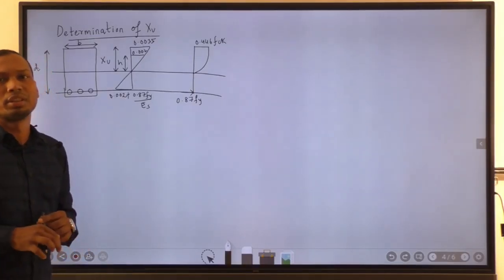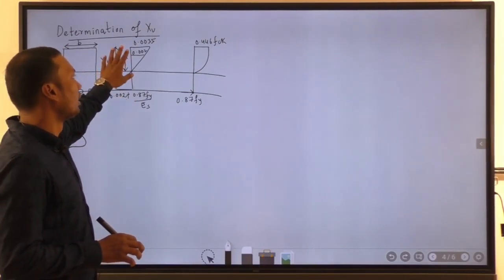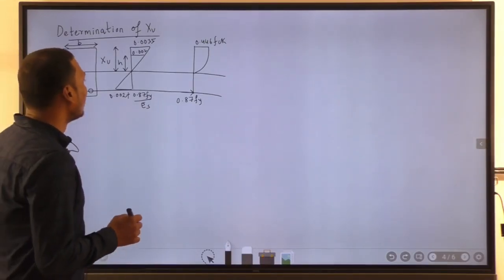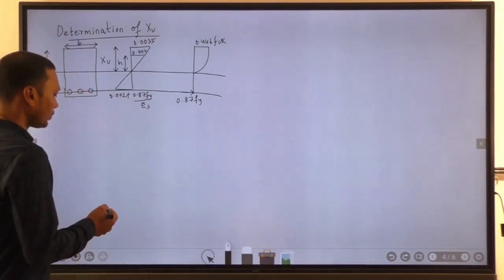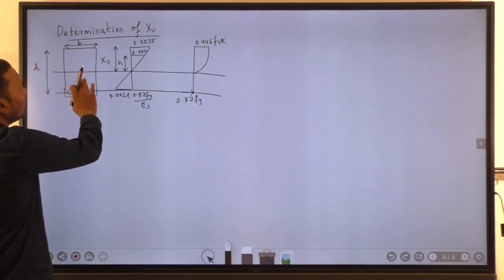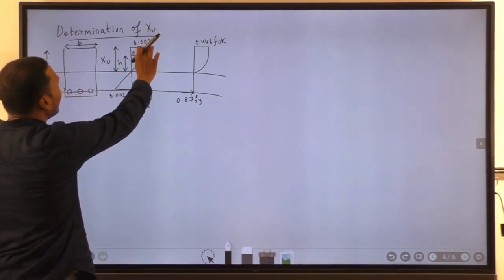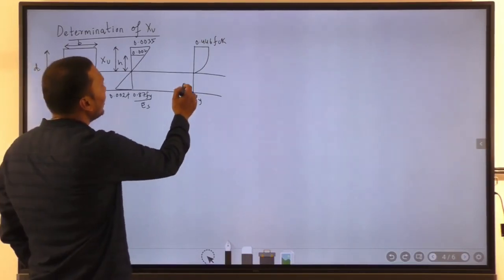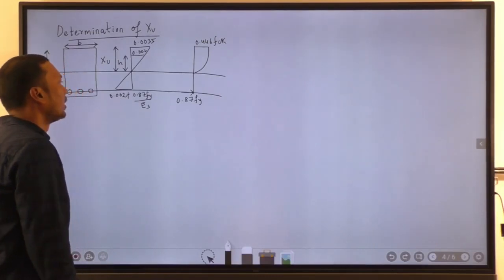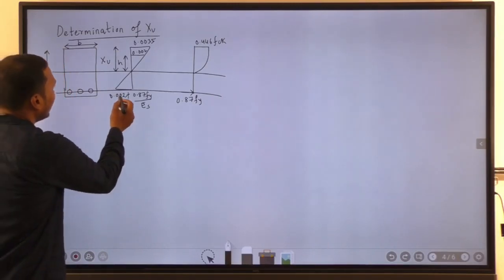Now to determine the compressive force, we must know the strain values at different points. With the help of strain values at different points, we can determine the compressive force. Let us see how to determine. Now this is the section that we have considered. This is the strain diagram where we can see the maximum strain in concrete as 0.0035, and this is the stress block where the stress in concrete is 0.446 fck and stress in steel is 0.87 fy.